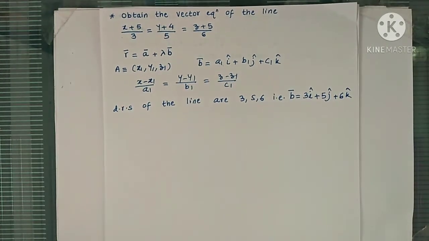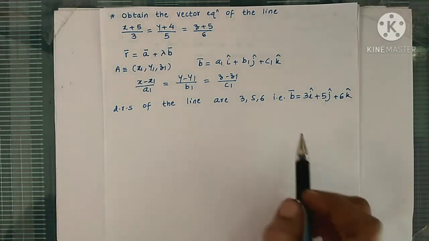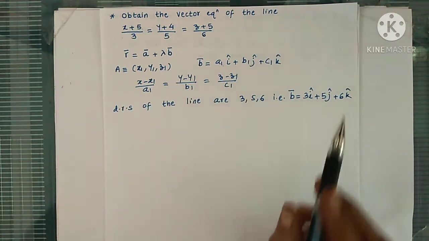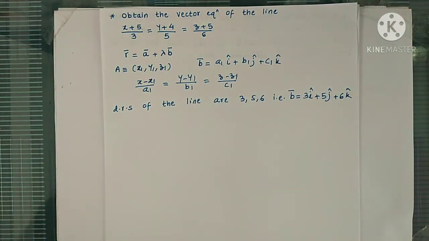Such a type of question carries 2 marks. First of all, we have to identify a bar and b bar, and then we have to write the vector equation. So now we have b bar as 3 i cap plus 5 j cap plus 6 k cap.